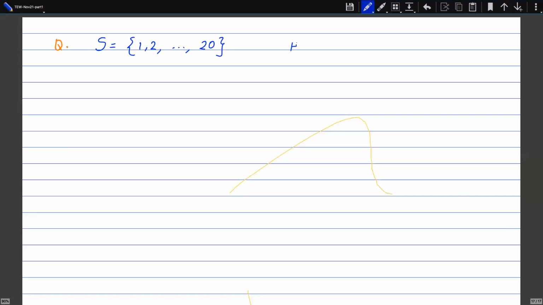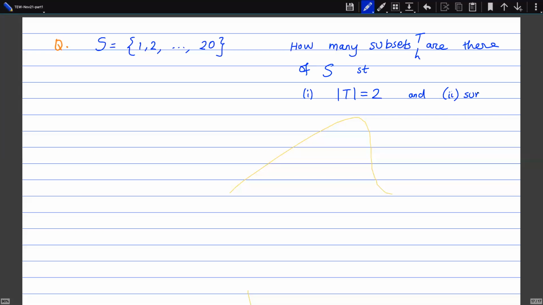I want to know how many subsets T are there of S with the following properties. I want two properties. T should have two elements. It's a two element subset. And second property, the sum of all the elements of T. Okay, let me just give that notation. Sum of T, just the sum of those two elements, should be 30. Okay, so I'm giving you two conditions, the number of elements and the sum of the elements. And I want to count the number of subsets which satisfy these two properties.